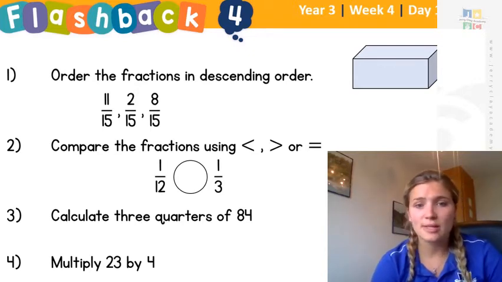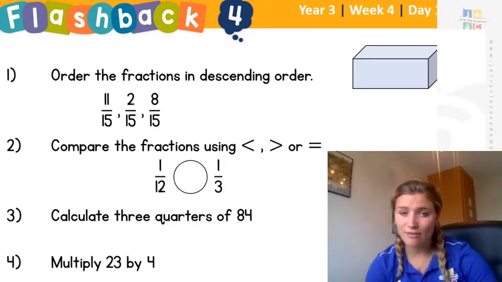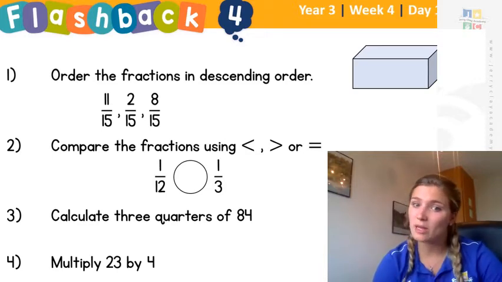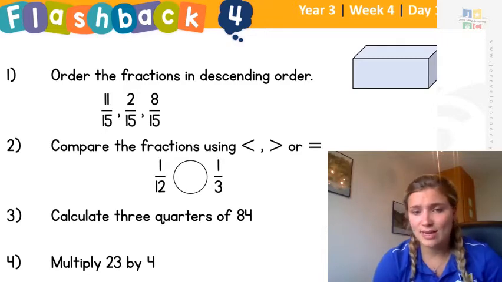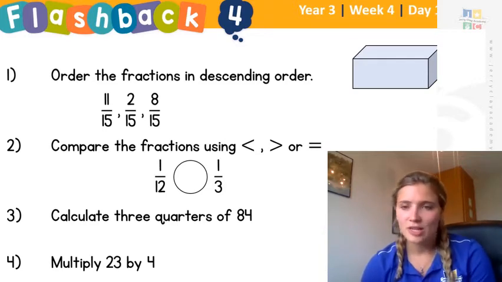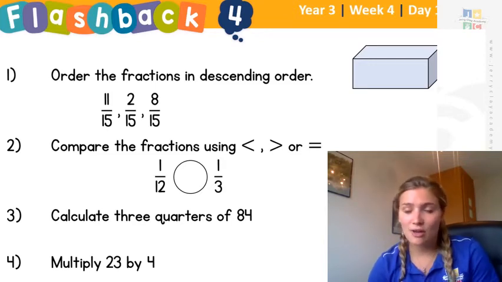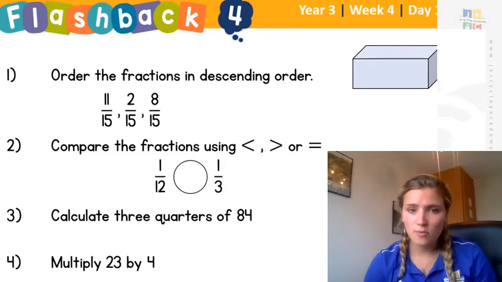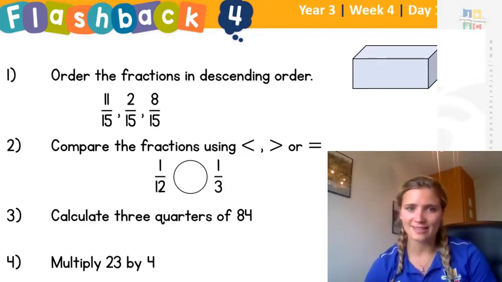Then for number 2, you're going to compare the fractions using less than, greater than or equal to. Now have a look at those because the denominator is different, but think about what that could mean because the numerator is the same. Number 3, calculate 3/4 of 84, so you're finding a fraction of an amount. And number 4, you're multiplying 23 by 4, so please use your column method to work it out. So pause the video now, have a go at doing those questions. If you're unsure on one, just leave it, that's absolutely fine, because I will go through how to work it out and show you the answers after.